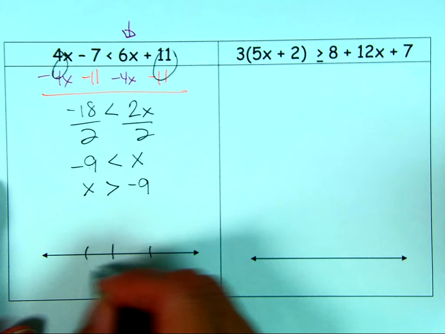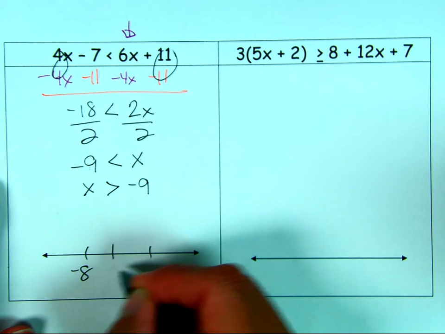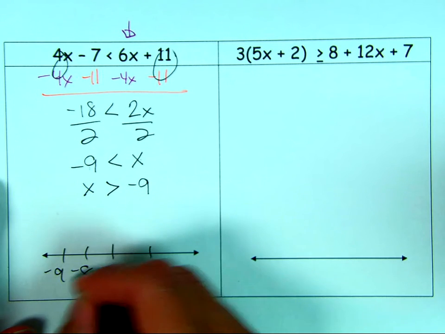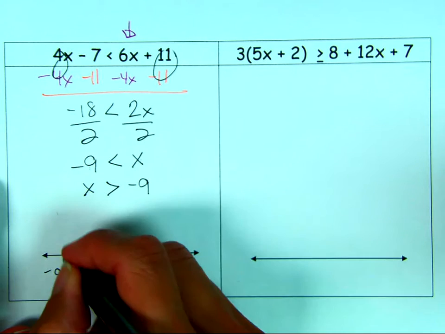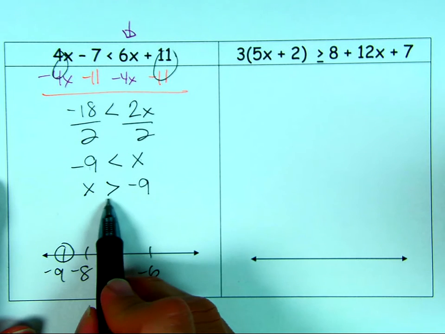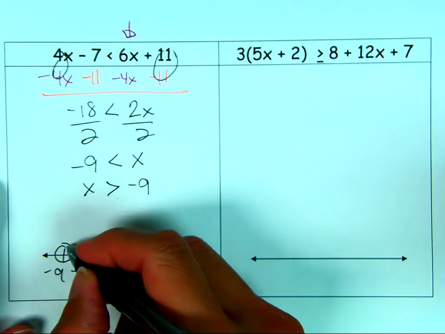So we've got negative 8, well, negative 9, negative 7, negative 6. So we're going to put an open circle on that because there was no equal sign here. And it says x is bigger than that, so I'm going to go this way.